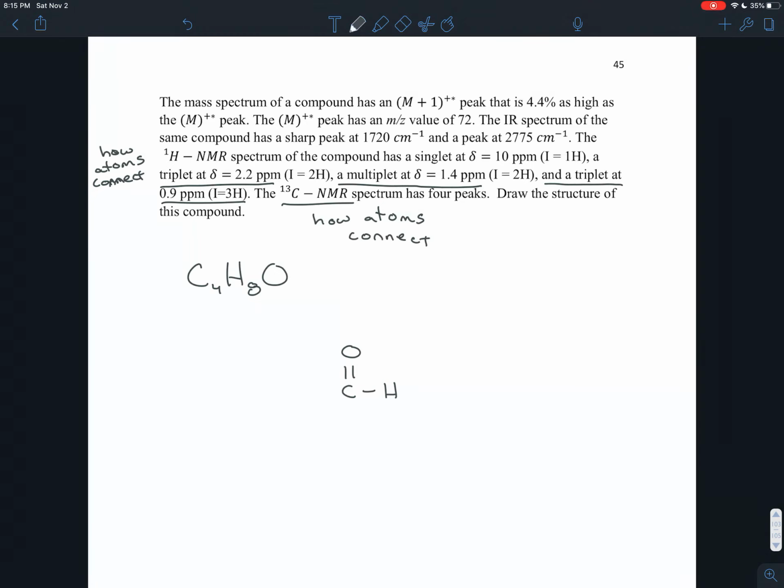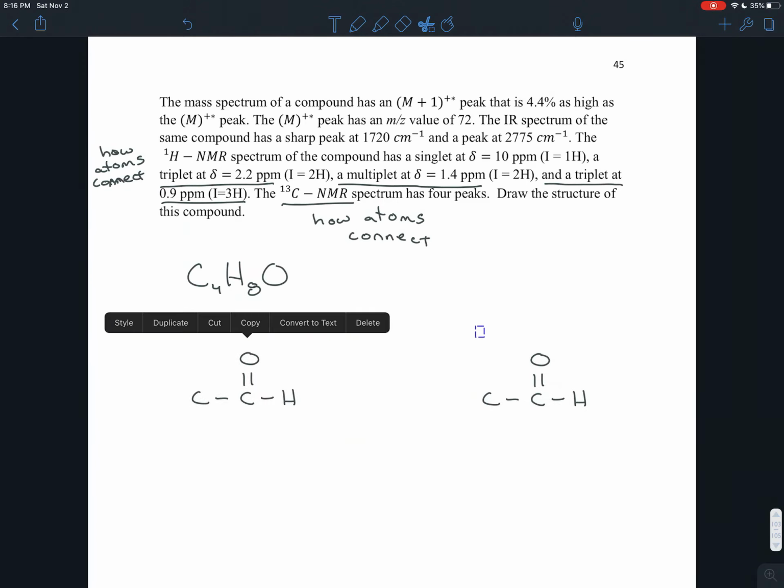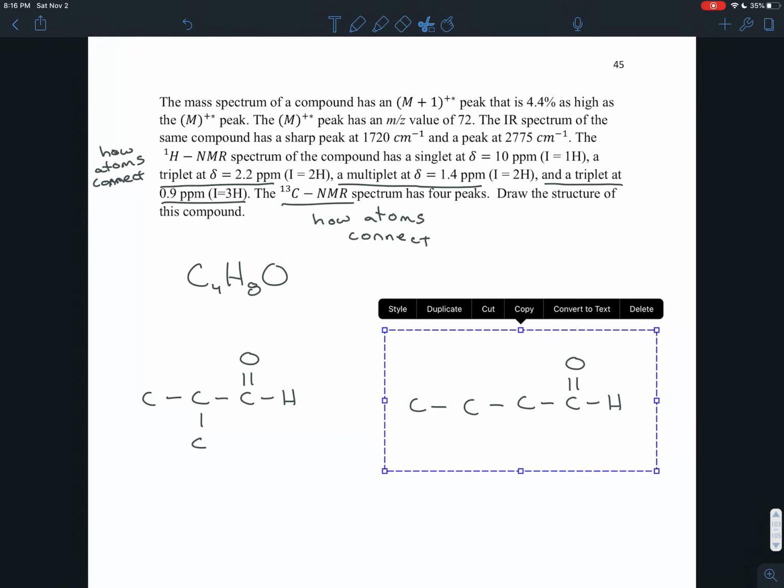Well, we know one of the carbons has to attach to this aldehyde carbon. This is a for sure. The aldehyde has to be at the end of the chain. The question is, will the other 2 carbons branch off of that, or will they go in a straight line? Those are the only two possibilities.